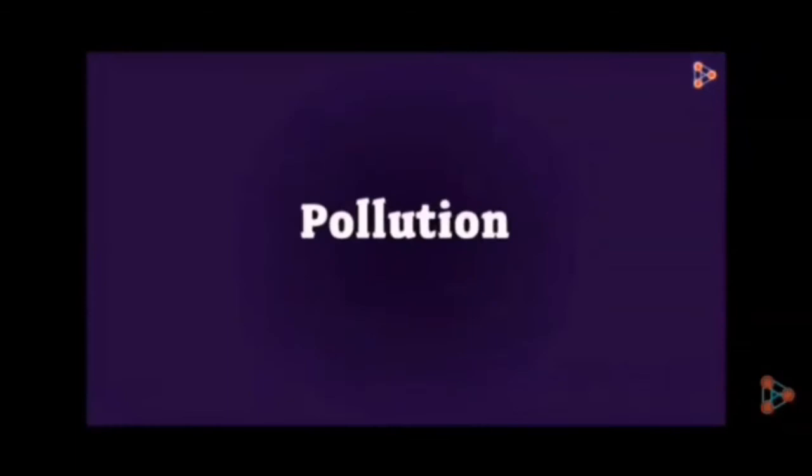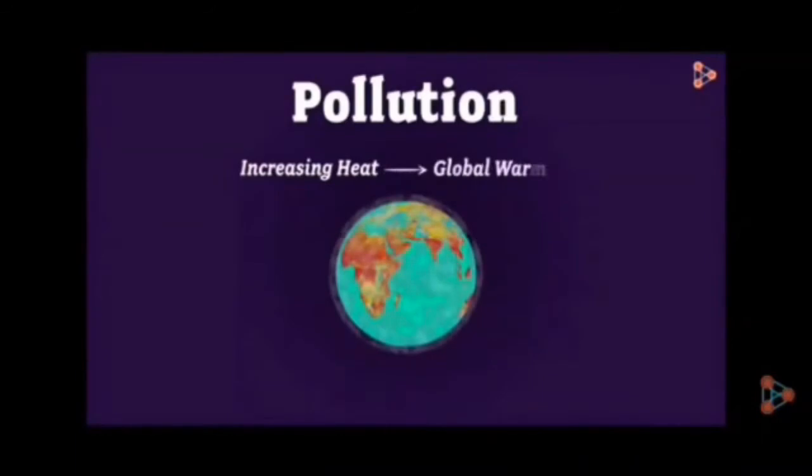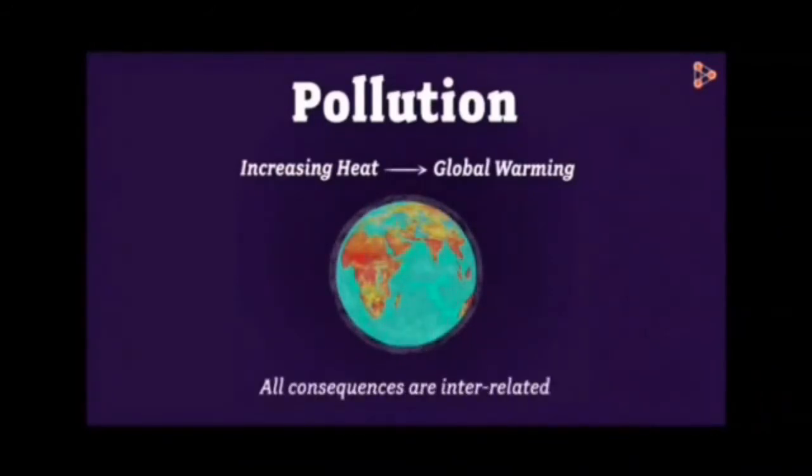What about pollution? As already stated, increased release of harmful gases has caused global warming. This pollutes the air around us. It is therefore evident that all consequences are interrelated. Rampant cutting down of trees will only add to more problems around us. What can we do to prevent this? Can we repair the damage done?